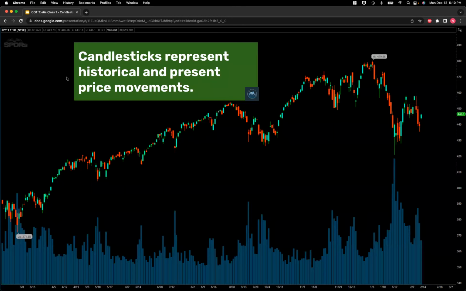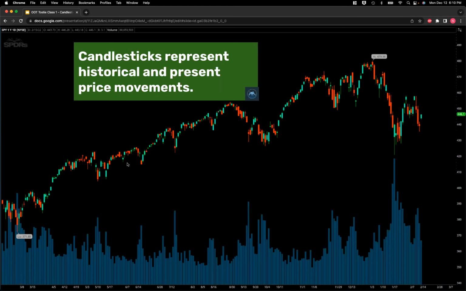So essentially, candlesticks represent historical and present price movements. What I mean by that is we can look back on a chart with this candlestick format, and we can see how price has moved in the past. And this was a chart from back in February. This is a nice one because you can see kind of the whole history of the bull run in 2021, right?